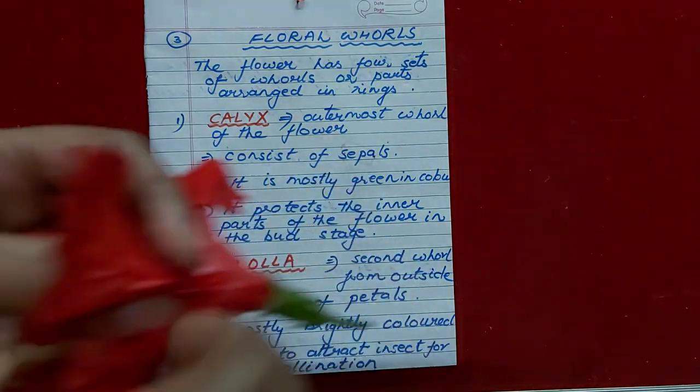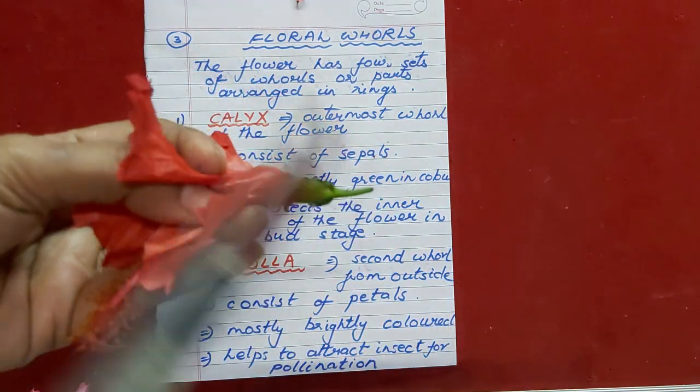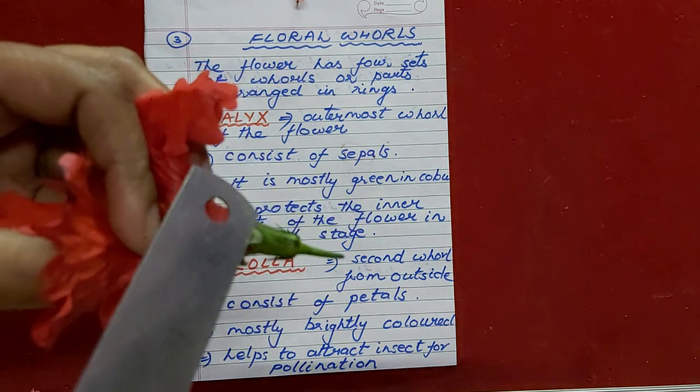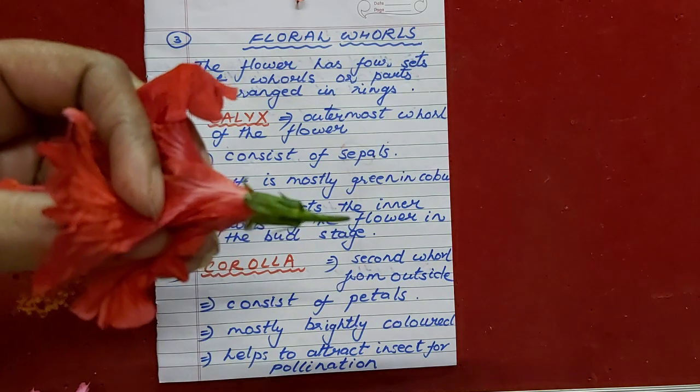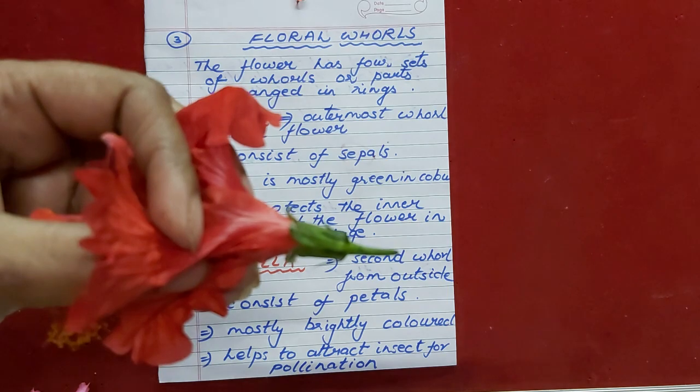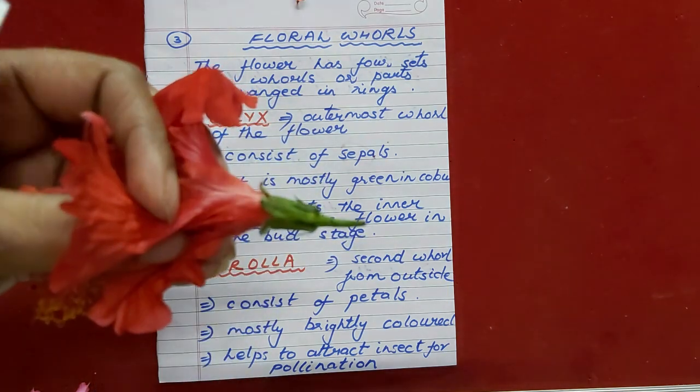See this green portion. This one, this green portion. This is the calyx. This is the first. This is the outermost one.